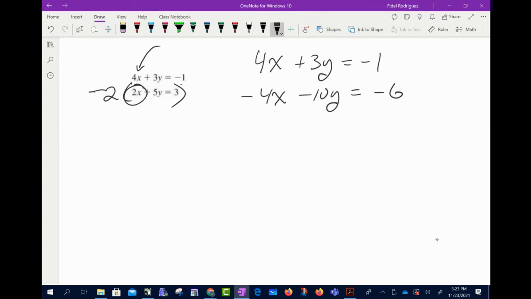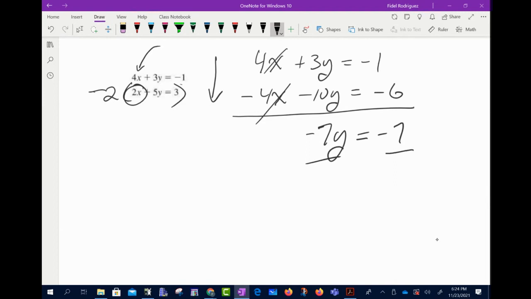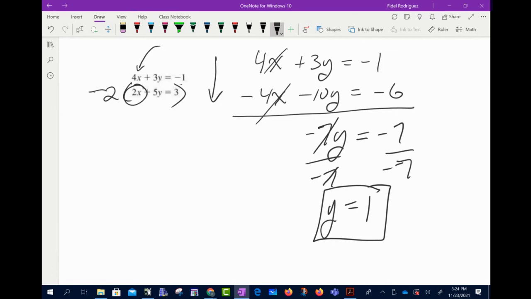Okay? And so what we're going to do now, we're going to add straight down. So look, these 4x's are going to cancel. 3y minus 10y is a minus 7y. Negative 1 minus 6 is a negative 7. So when we divide both sides by negative 7, we come up with y is equal to positive 1. All right, so now we know y is equal to positive 1.